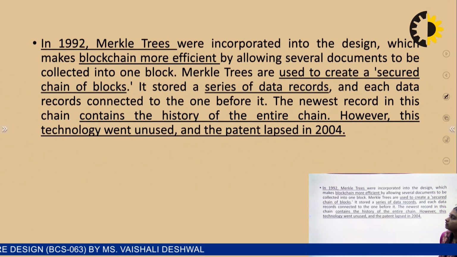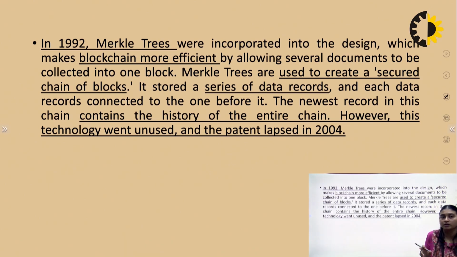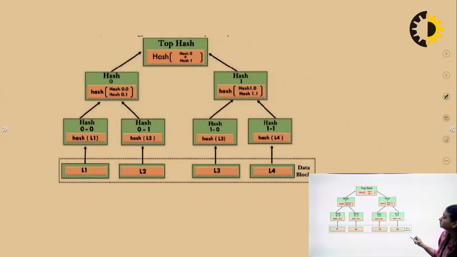So in 1992, we have a concept called the Merkle tree, and we also have a component, the Merkle root, in the components of blocks. Merkle trees were incorporated into the design, and they make the blockchain more efficient by allowing multiple documents to be collected into just one block. Merkle trees are used to create the secure chain of blocks, and they contain the history of the entire chain. So this was one of the concepts, Merkle trees, in 1992, introduced to make blockchain more efficient. Next is the visualization of a Merkle tree.